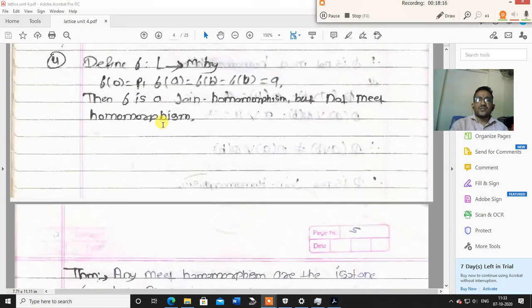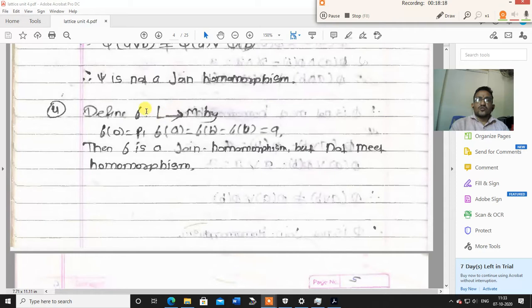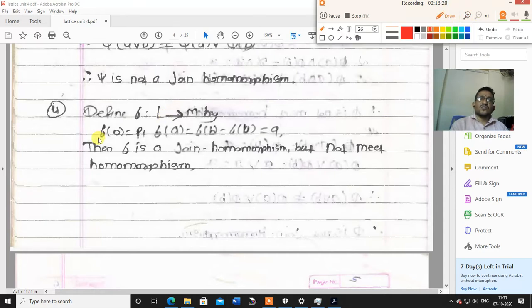After that we will look at sigma. So similarly, sigma is here. We first define sigma as a function from L to M. Sigma of 0 is equal to p, and sigma of a is equal to sigma of b is equal to sigma of u is equal to q. Show that sigma is a join homomorphism but not a meet homomorphism. This is left as an exercise for all students, a take-home exercise.